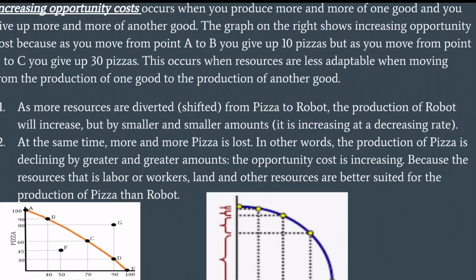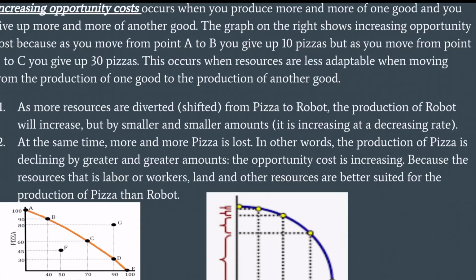Whereas increasing opportunity cost occurs when you produce more and more of one good and you give up more and more of another good. The graph on the right shows increasing opportunity cost because when you move from point A to B, you give up 10 pizzas, but as you move from point B to C, you give up 30 pizzas. This occurs when resources are less adaptable when moving from the production of one good to the production of another good.